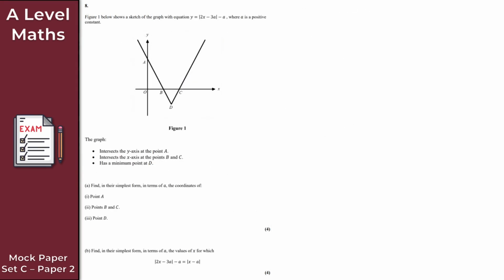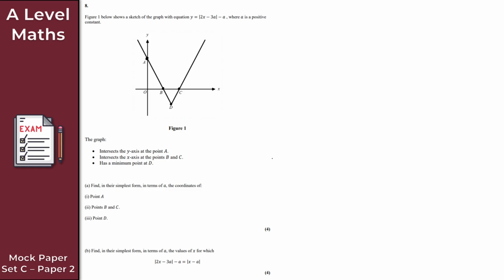Let's have a go then at question 8. So for question 8, we have figure 1 below. It shows a sketch of the graph with this equation, where a is a positive constant. We're then told that the graph intersects the y-axis at the point A, which we can see here. It intersects the x-axis at the points B and C. Again, we can see that on our diagram, figure 1. And then finally it has a minimum point at D.